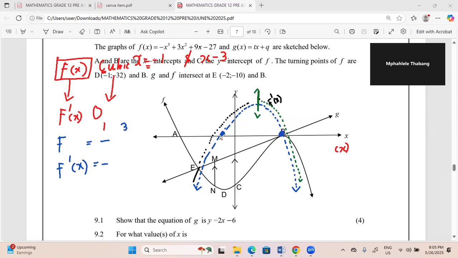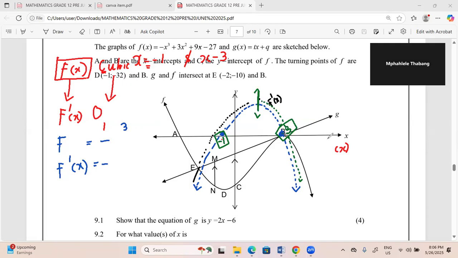Okay, here we have got -1, here we've got 3. The x-intercept of this f prime x is -1, and another x-intercept is 3. So we need the coordinates of the turning point of f prime x. Actually, I need only the x coordinate of the turning point of f prime x. What is the turning point there?